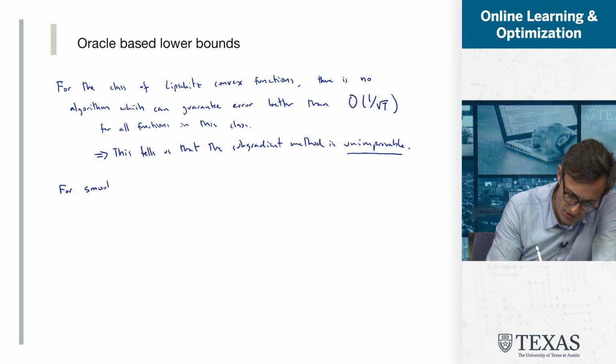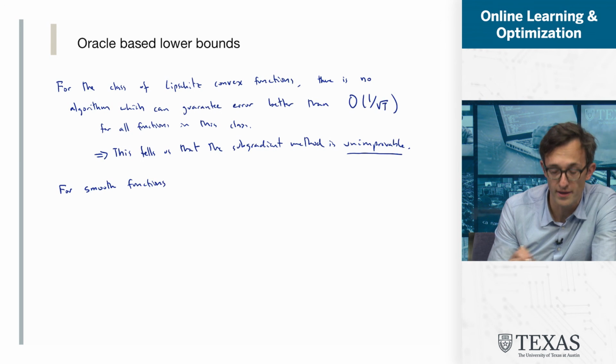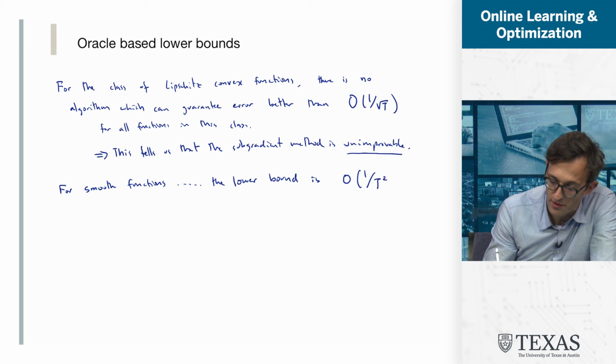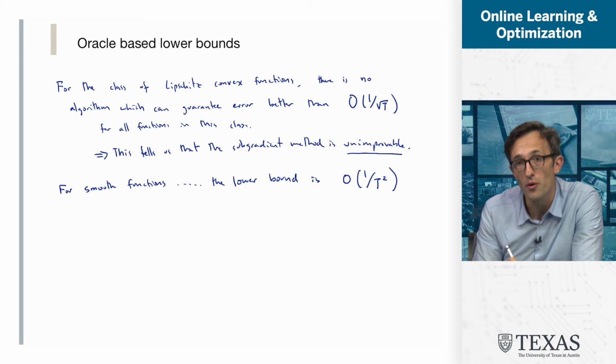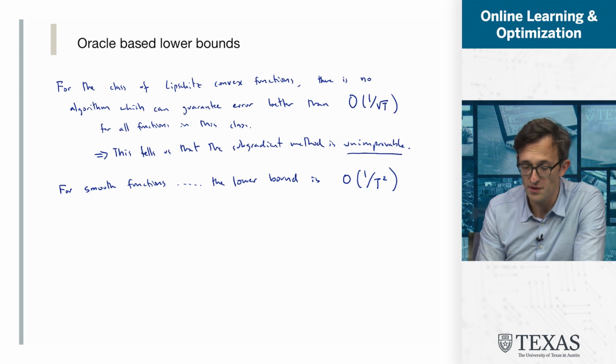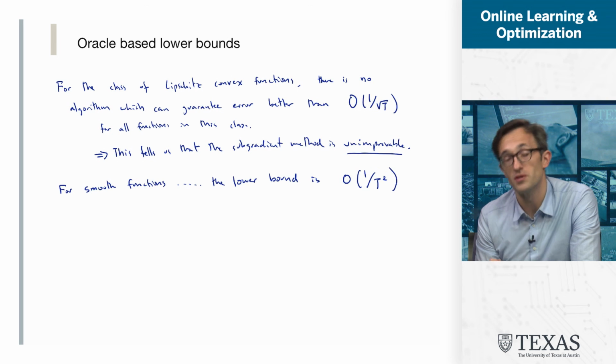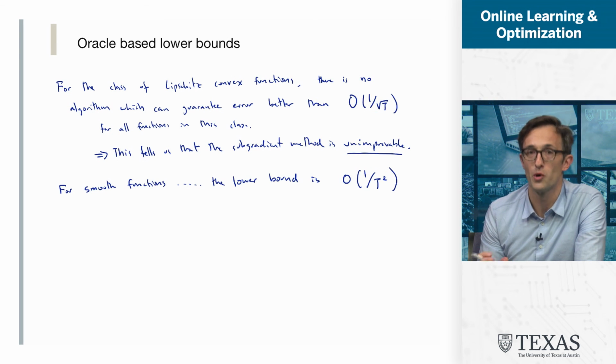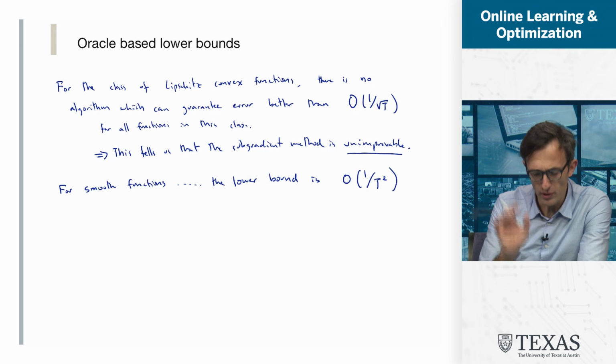So for smooth functions, I'm not going to repeat all of this writing and discussion. I'll just say that the lower bound is order 1 divided by t squared, which corresponds to 1 over square root of epsilon. And we should compare this to 1 over t, which is the convergence rate we had for smooth functions, which corresponds to 1 over epsilon. So again, this is a lower bound.